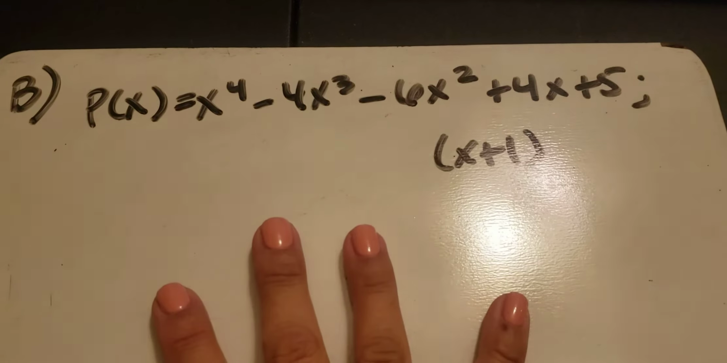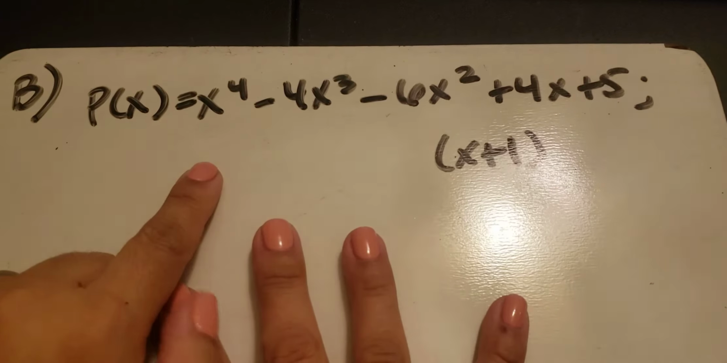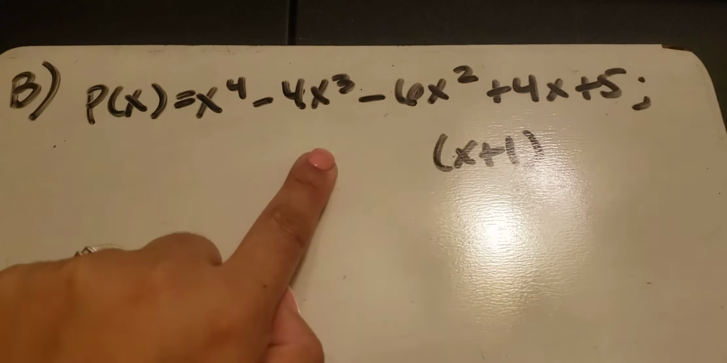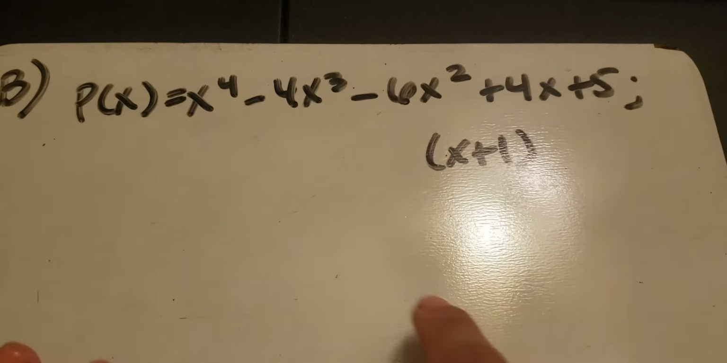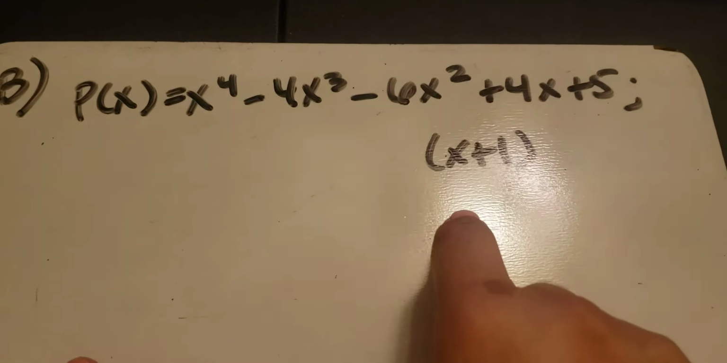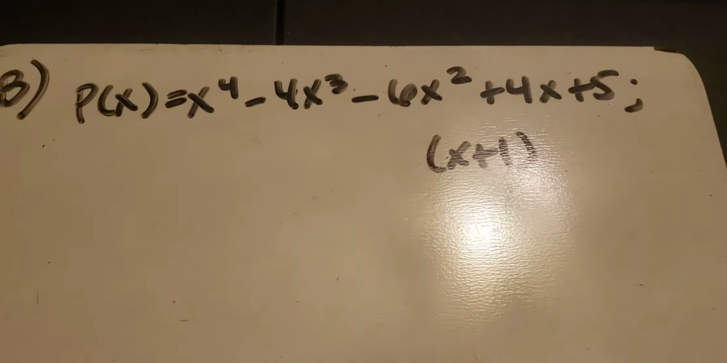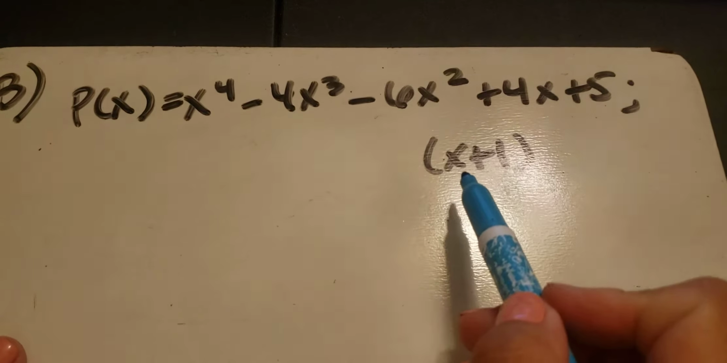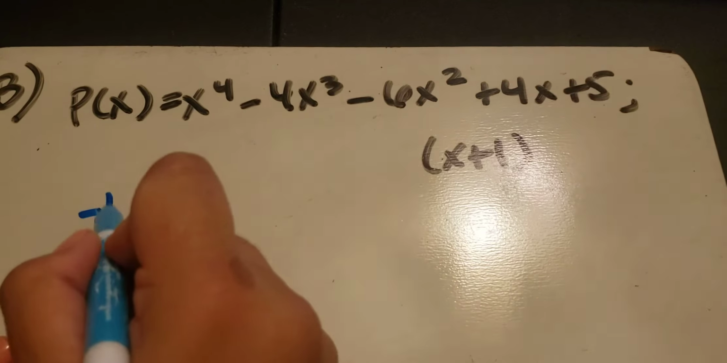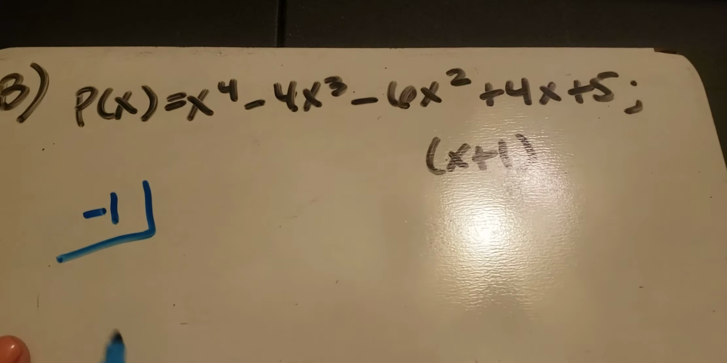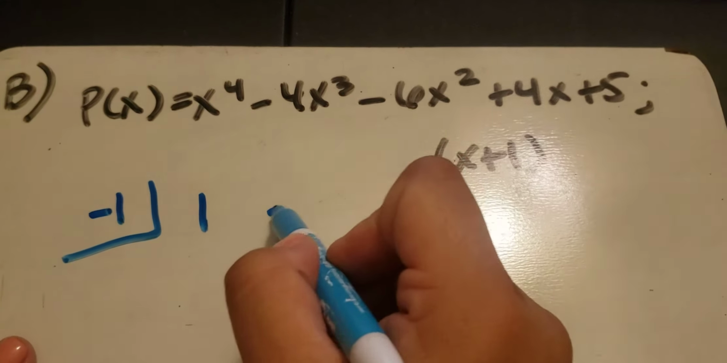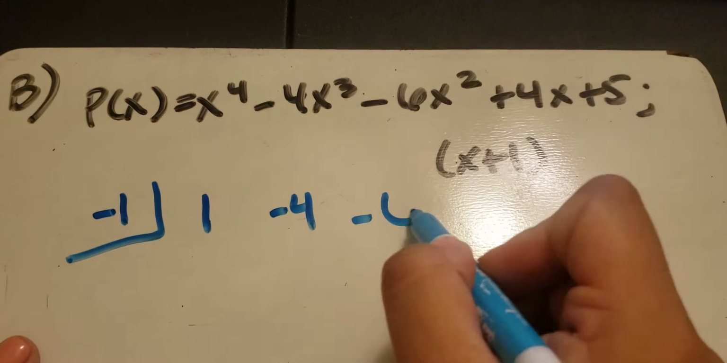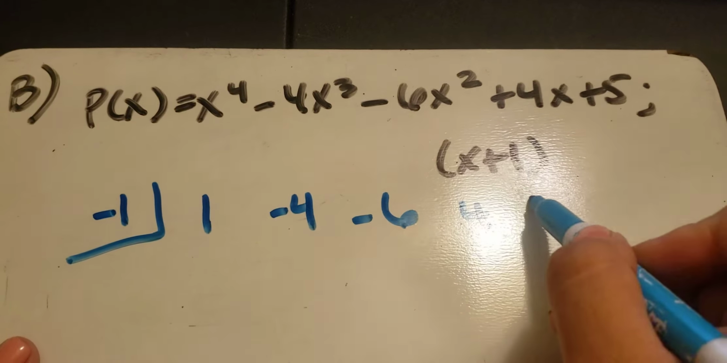Okay, so the directions are the same. So our polynomial is x to the fourth minus 4x cubed minus 6x squared plus 4x plus 5. So it's a little bit of a long one. And we're going to check if x plus 1 is a factor. So again, when I set it up, remember if x plus 1 is a factor, we should have negative 1 in the box. And then we're just going to write down our coefficients. So ready? 1, negative 4, negative 6, 4, and 5.